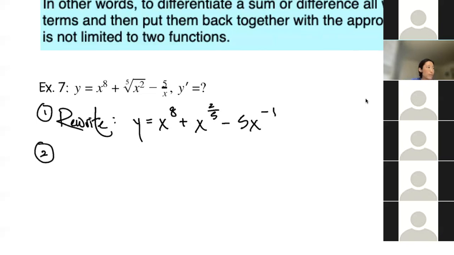Now we do the calculus. We're going to find y prime. So y prime equals, what does the first term become?